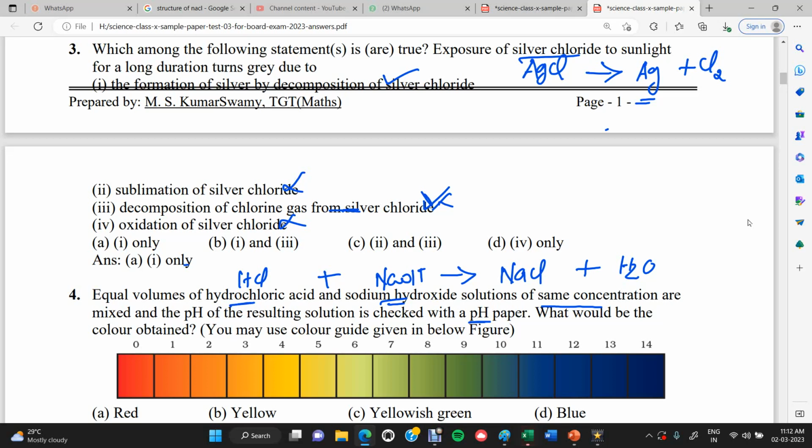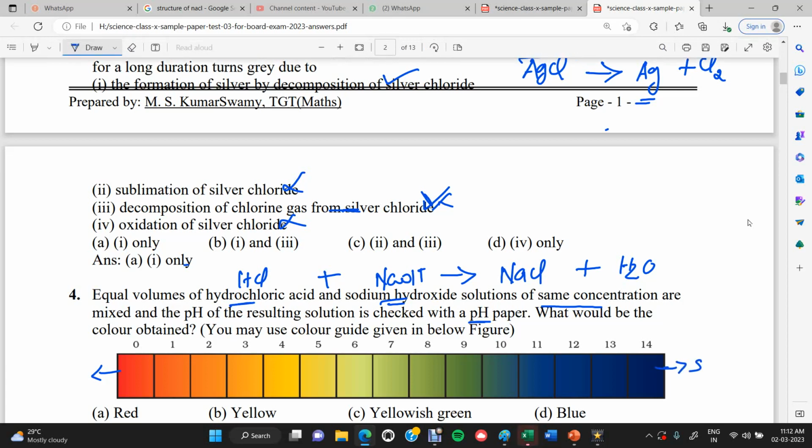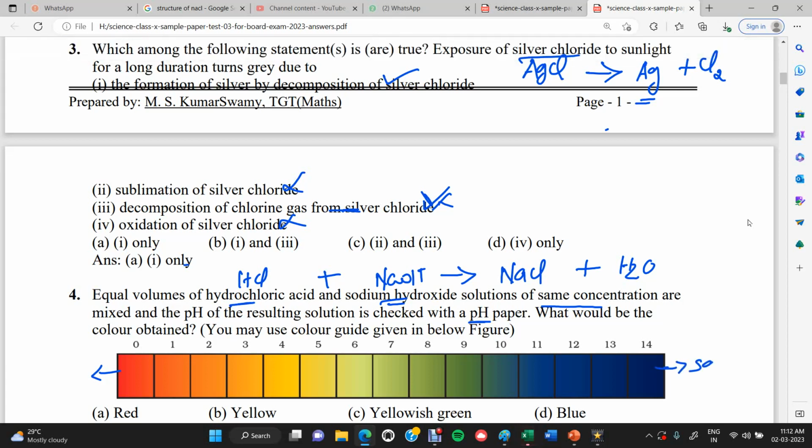Red means what? Red is 0. So 0 means it is highly acidic in nature, right? Yellow means it will be moderately acidic. It is between acidic and the base. Yellowish green, that is milder than the prior one. And the blue, this is strongly basic. Can you understand? This is basic.